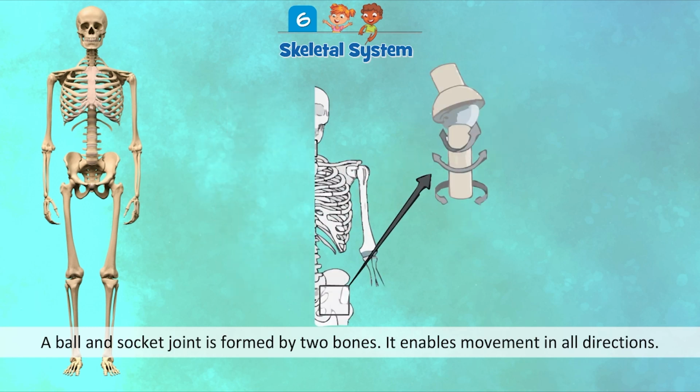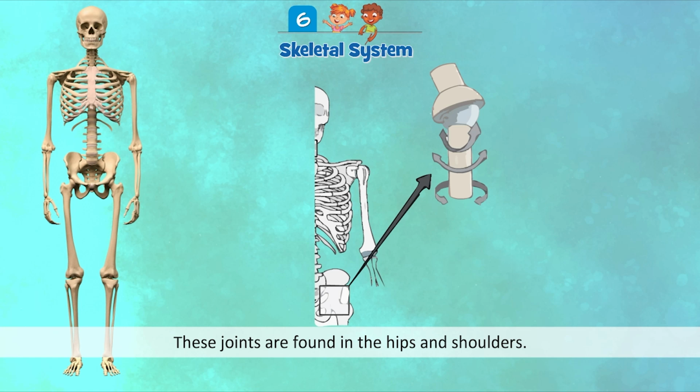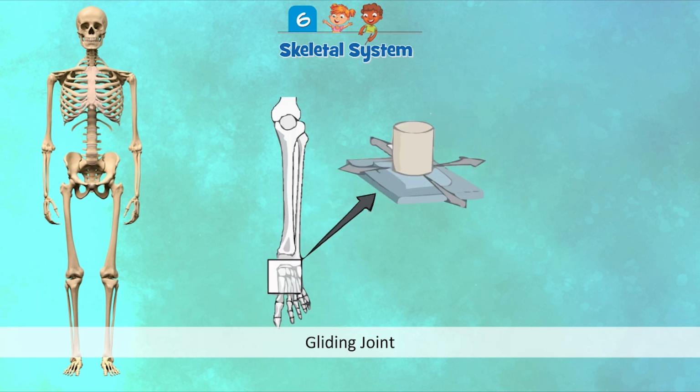Ball and socket joint. A ball and socket joint is formed by 2 bones. It enables movements in all directions. One bone has a ball-like end that fits into a bowl-shaped cavity of the other one. These joints are found in the hips and shoulders.